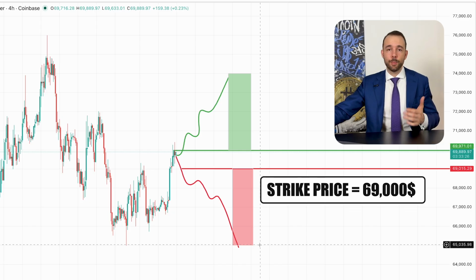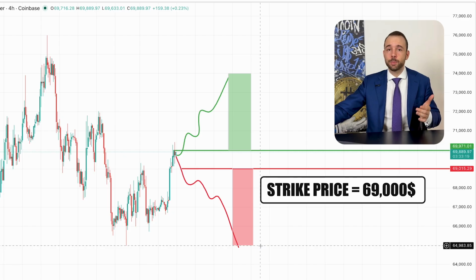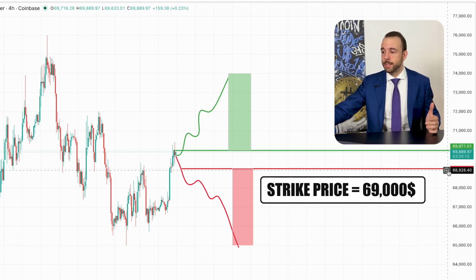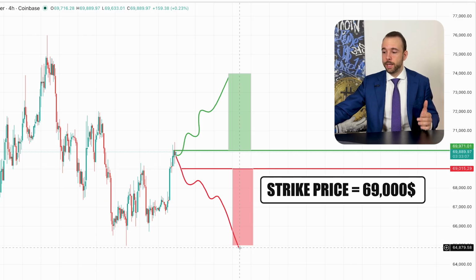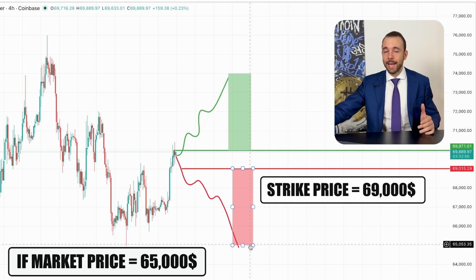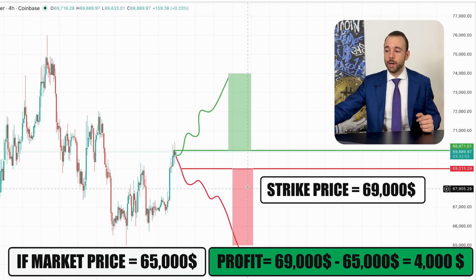In this case, my profit is also equal to the distance between the strike price and the market price of Bitcoin at the expiration date. In this example, the difference is between $69,000, the strike price, and the market price of BTC at the expiration date, so $65,000. As a result, the profit in this case will be equal to $4,000.